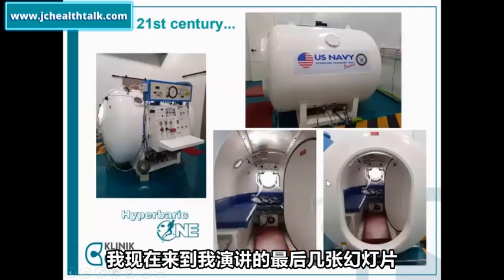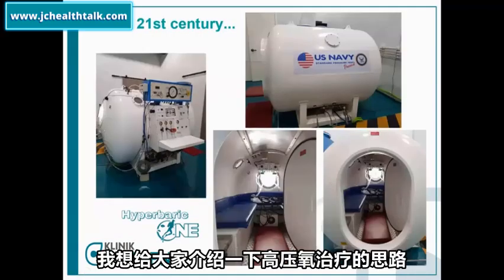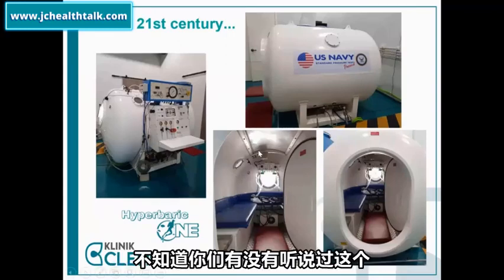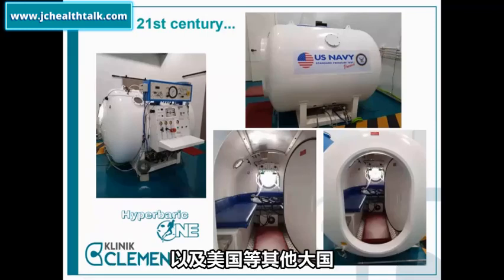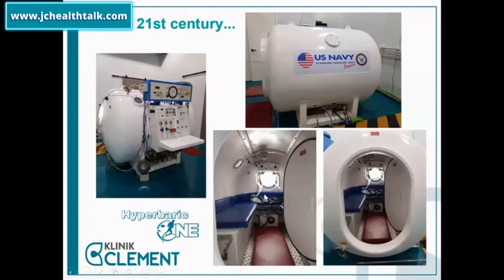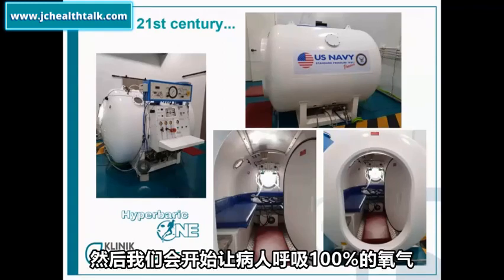Okay, so I'm coming to the last few slides of my talk now, and I want to introduce to you the idea of hyperbaric oxygen treatment. Not sure if any of you have heard of this before, but hyperbaric oxygen treatment is common in Singapore, Australia, and other countries, big countries like the US also. This is a hyperbaric chamber, and the patient goes inside. We close and shut this door, and then we increase the pressure inside the chamber. And then once the pressure has reached a certain level, we will start to ask the patient to breathe 100% oxygen.